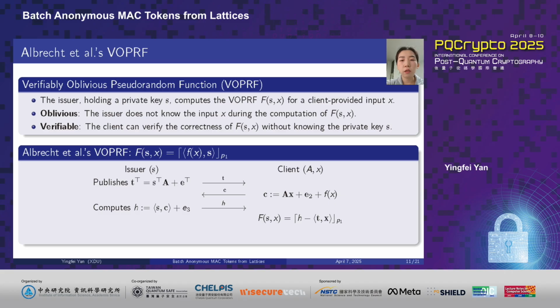For the oblivious evaluation, the issuer computes an LWE sample where H equals SC plus E3 using her secret key S, and provides a proof that H uses the same S committed in T. Then the client unblinds H using the inner product with T and x. So why does this work? When we run the modular rounding, the error terms in blue vanish because they are small.